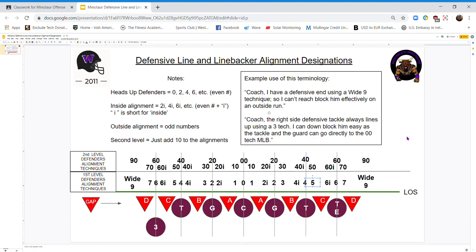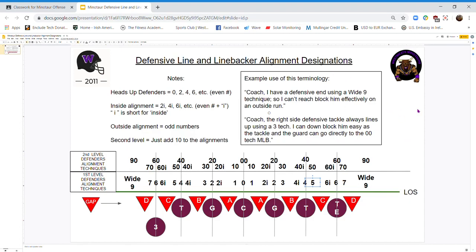That's how we can refer to the techniques that the defense uses, and it's also a way for our defenders to be given assignments and alignments that are more precise than just saying, line up over here and there. You can use the number and it means something definitive. So one last thing, you've got example uses of terminology over here.